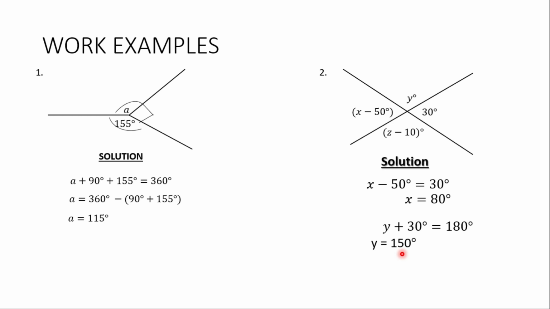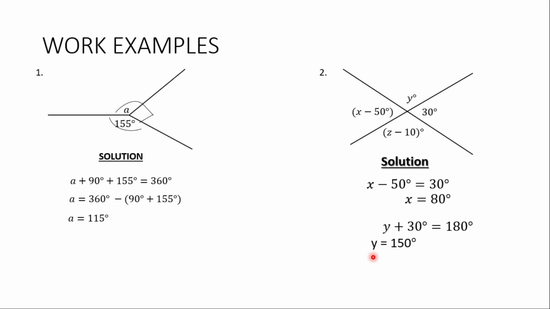One other way you can get it is that you can also use this other angle, angles on a straight line, which is x minus 50 plus y should give 180, and we know it's the same as 30. So 30 plus y is equal to 180, and 180 minus 30 still gives you y to be 150 degrees.